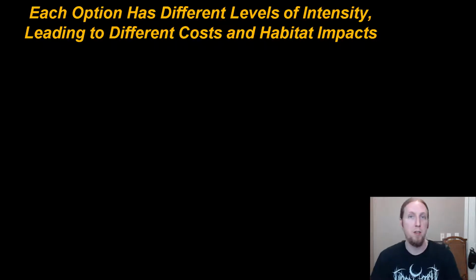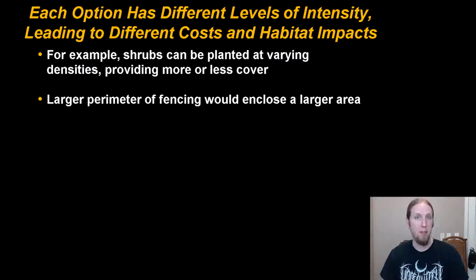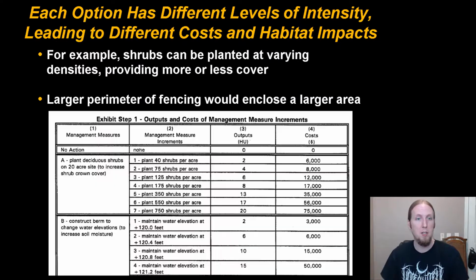Each option has different levels of intensity that we could implement the projects at, and that's going to lead us to different costs and different impacts. For example, if we're planting shrubs, then we could use different densities in terms of the number of shrubs per acre, and that's going to provide more or less cover. If we provide more fencing, then it encloses a larger area, and that's going to scale according to the size of the perimeter. And so ultimately, we have this list of example projects that are provided in the reading.